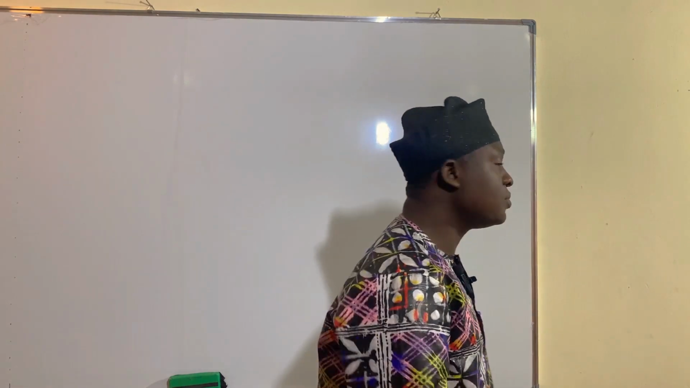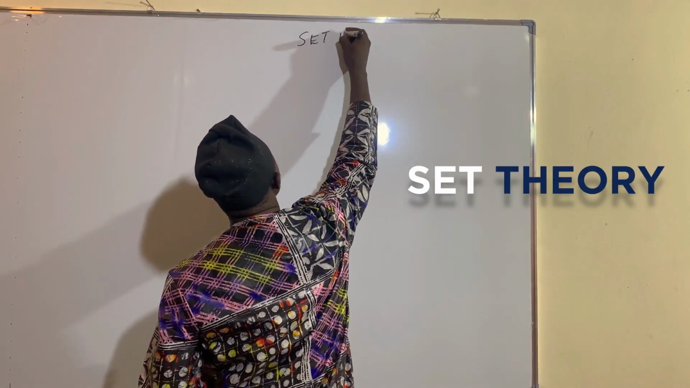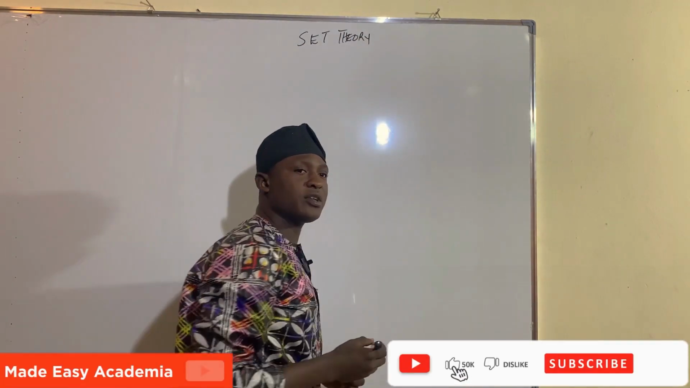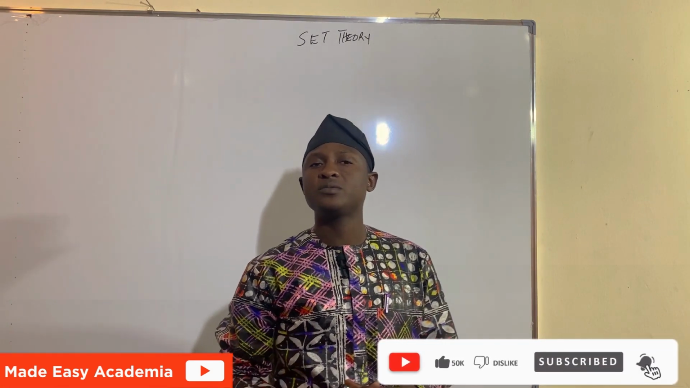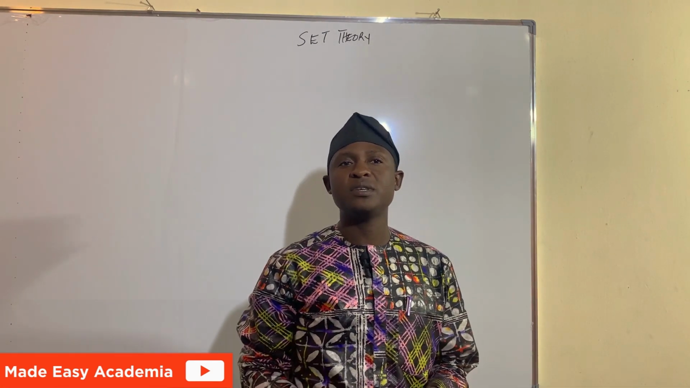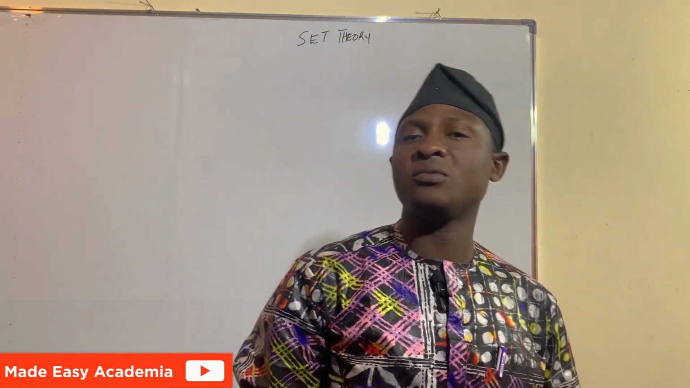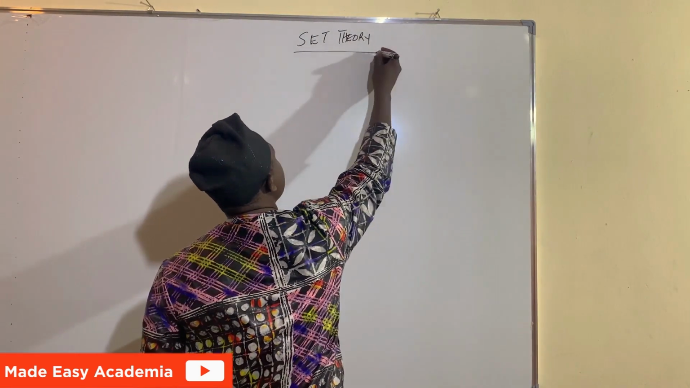Our main topic today is based on set theory. Set theory. When we are talking about sets, a set is a collection of well-defined objects. It can be anything. It can be items. It can be a set of numbers, such as natural numbers or anything else. Let's give an example of a set.